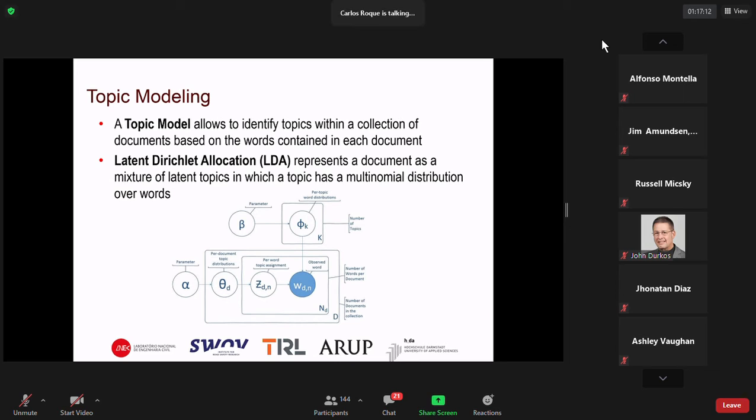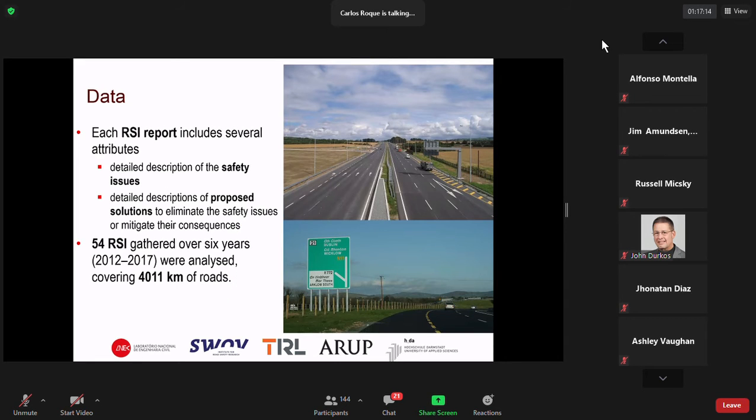So looking at data, each inspection report includes attributes such as the ID, the identification number, whether the issues occurred on the main line or on the roadside, a detailed description of the safety issues and also a description of the proposed solutions to eliminate the safety issues or to mitigate their consequences. For this study, 54 road safety inspections gathered over 6 years were analyzed, covering more than 4,000 kilometers of roads.